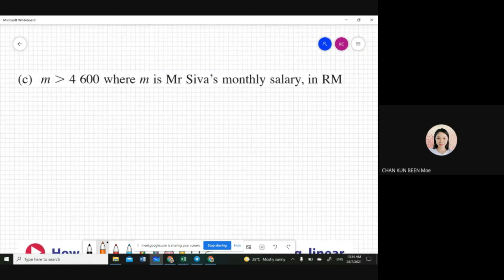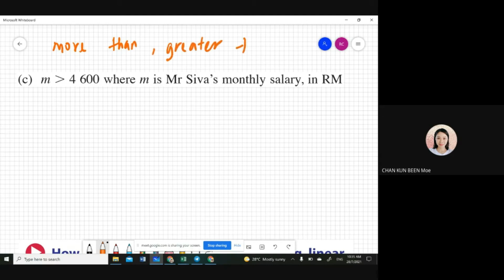M is greater than 4,600, where this M over here is Mr. Siva's monthly salary in RM. Okay, so this one is much more simple already. And then they use the symbol of greater than. Easier lah. If it is greater than, you can use the words more than. You can use greater than. I think that is all the words that you can use only.